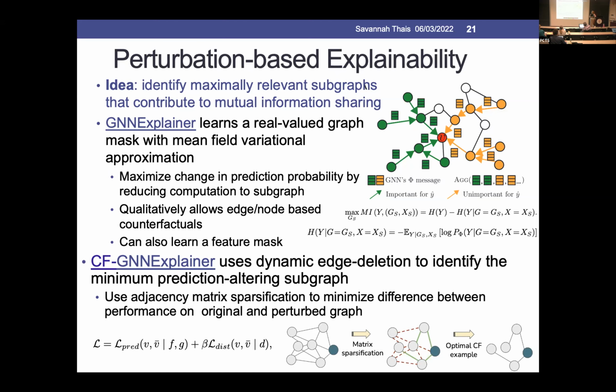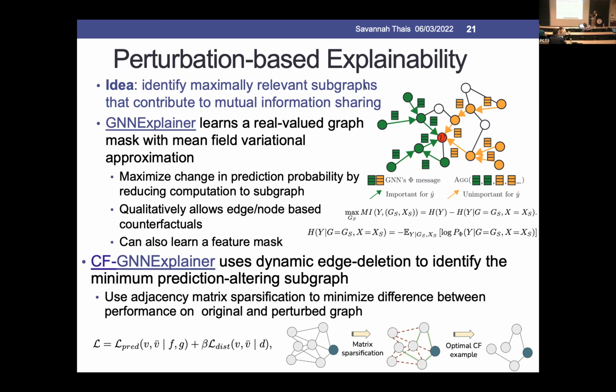And this allows qualitatively edge and node-based counterfactuals. So you can say that if the subgraph that maximally changes the decision of a particular node is created by getting rid of a certain edge, then that tells us that edge is super important, and maybe that's something useful. It's a little hand wavy in my opinion.